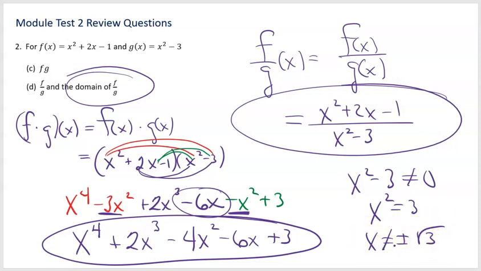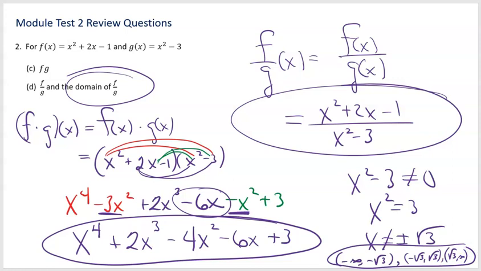But remember, it can't be those values, so you're talking negative infinity to negative square root of 3, and then the middle part, negative square root of 3 to positive square root of 3, and then the last part, square root of 3 to infinity. That is your domain of f divided by g.